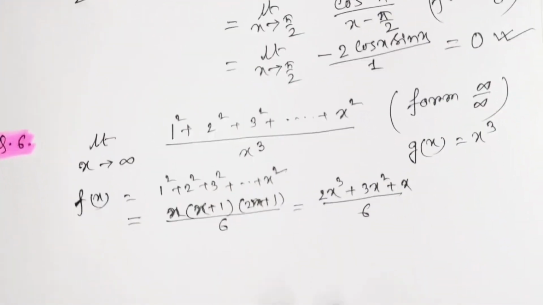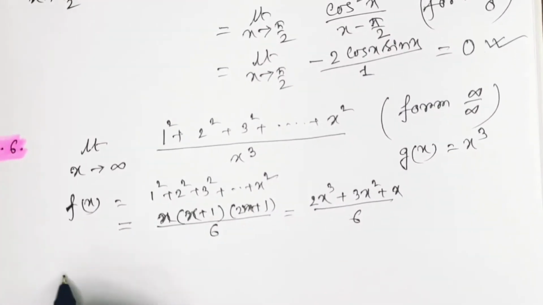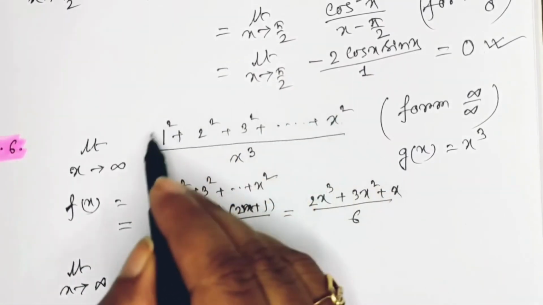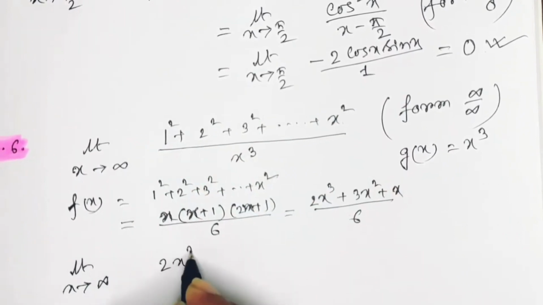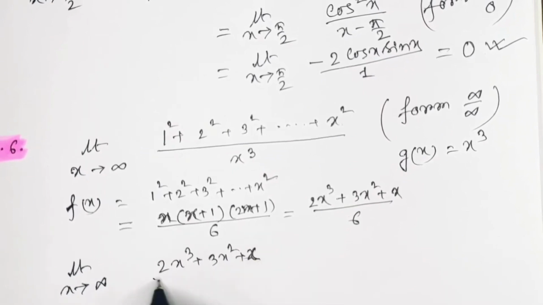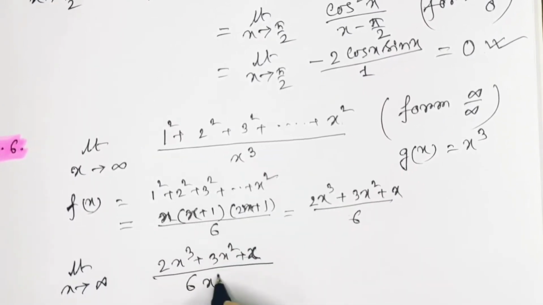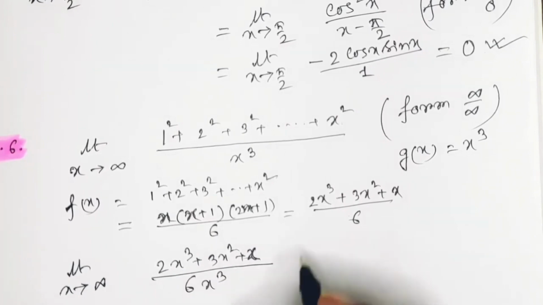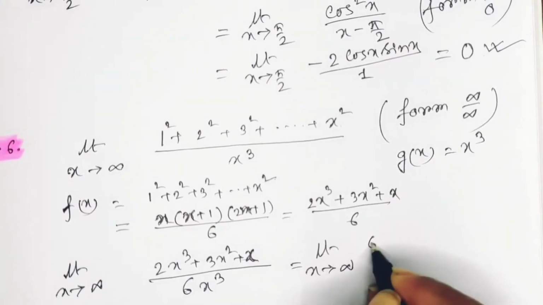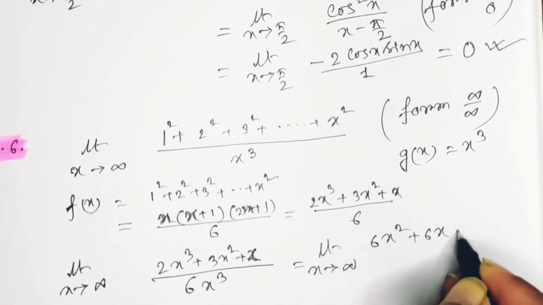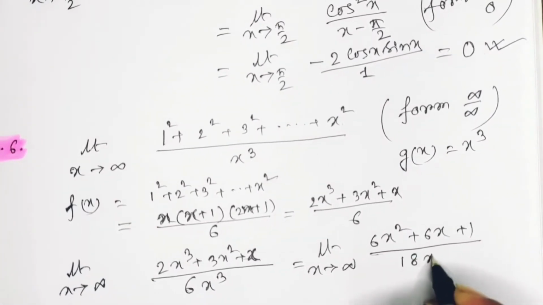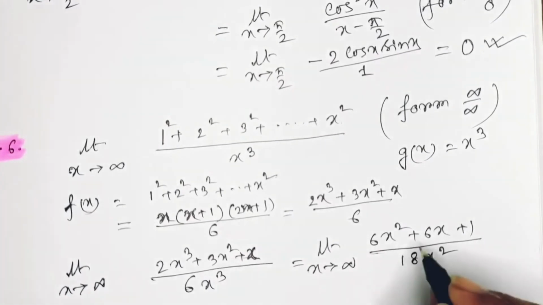Now one more example here. So if we are going to solve this one, then here it is the limit x tends to infinity. Definitely we substitute this one instead of this f x. So it is 2x cube plus 3x square plus 6 plus x divided by 6 into x cube. Now if we take the derivative, then we shall find limit x tends to infinity, and it is 6x square plus 6x plus 1 divided by 6 into 3, means 18 x square, which is again in the form of infinity by infinity.